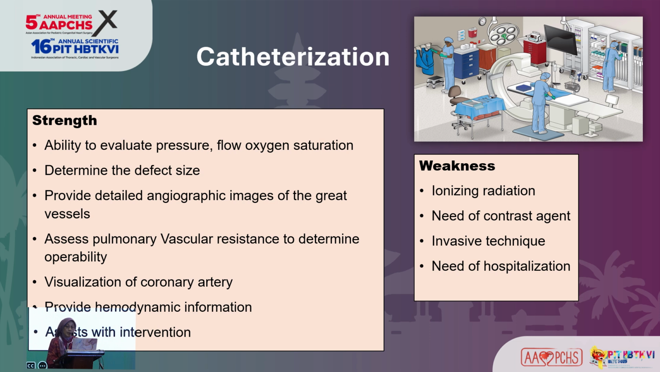Cardiac catheterization is rarely used as a primary diagnostic modality in cases of double outlet right ventricle, but it remains useful when echocardiography results are inconclusive or additional information is needed before surgery. This examination can provide data on pressure, oxygen saturation, defect size, and detailed angiographic images of the great vessels. Currently, its role is more of a supplement to surgical planning.